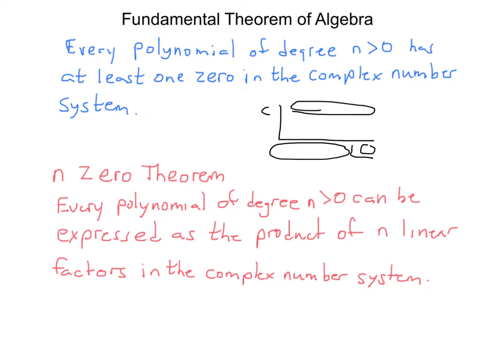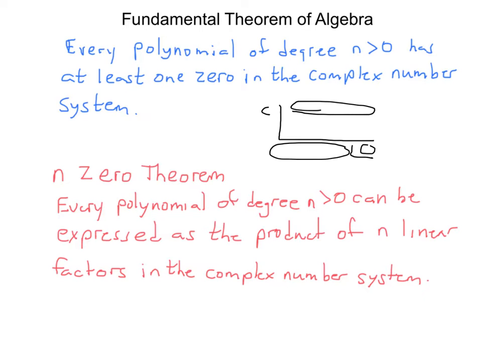And what that says is every polynomial of degree n greater than 0 can be expressed as the product of n linear factors in the complex number system. In other words, if I have a second degree polynomial, I can write it as the product of two linear factors, x plus or minus whatever those zeros happen to be.